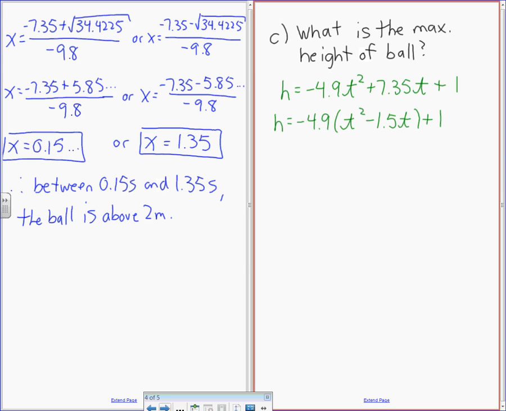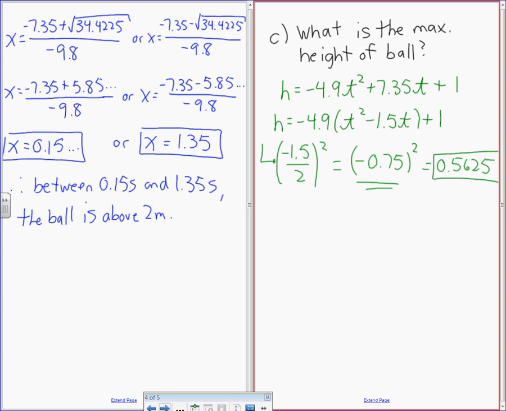You take negative 1.5 and... Alright, that should be negative 0.75 squared. Oh, yeah. Did I say that out loud?